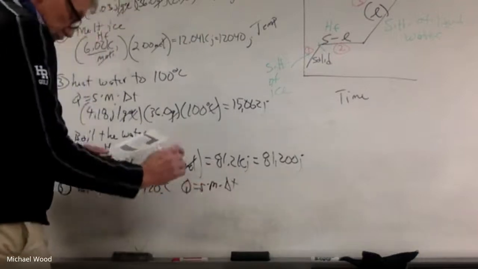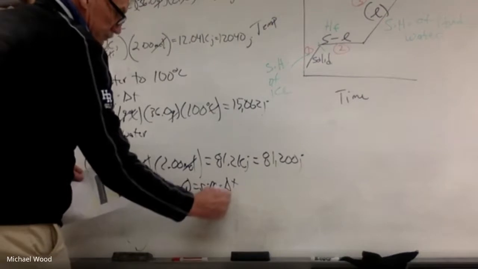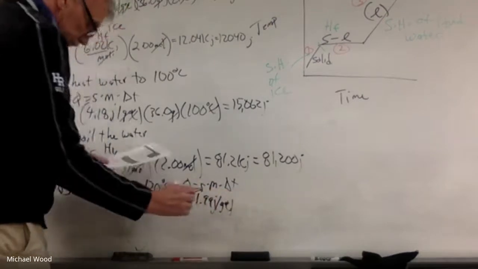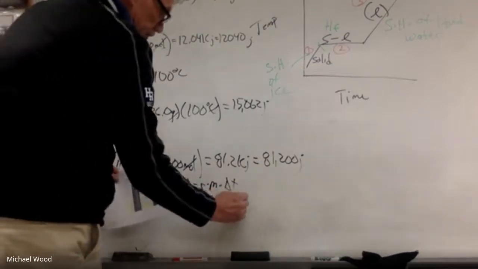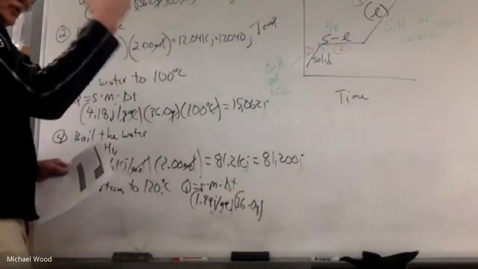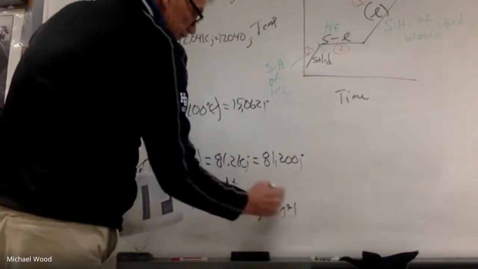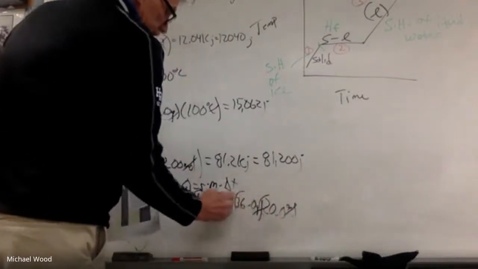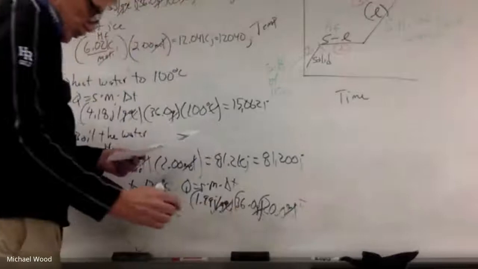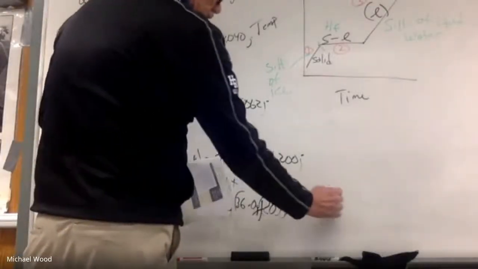Okay, so again, I'm going to use the specific heat that was given to me. The mass is 36 grams. And the change in temperature, we're going from 100 to 120, so it's 20 degrees Celsius. That again is going to be joules. So it's 14,333 joules.